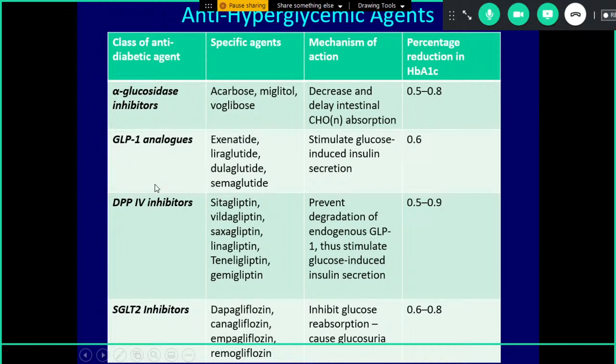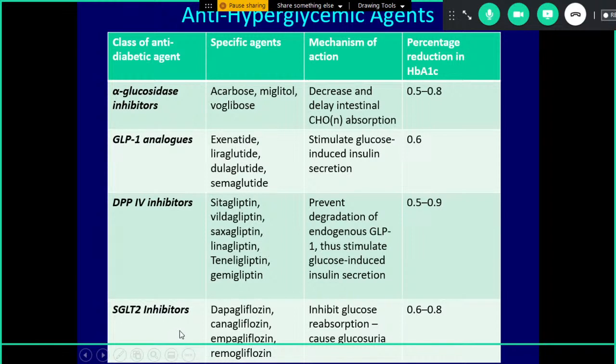The DPP-4 inhibitors are so, GLP-1 really is a peptide which circulates, but is broken down by this enzyme dipeptidyl peptidase 4. So what the DPP-4 inhibitors do is that they inhibit the enzyme and therefore prolong the circulating time of endogenous GLP-1. And they also stimulate glucose-induced insulin secretion. Sitagliptin, vildagliptin, saxagliptin, linagliptin, teneligliptin, and gemigliptin are available, and they're all in use in India.